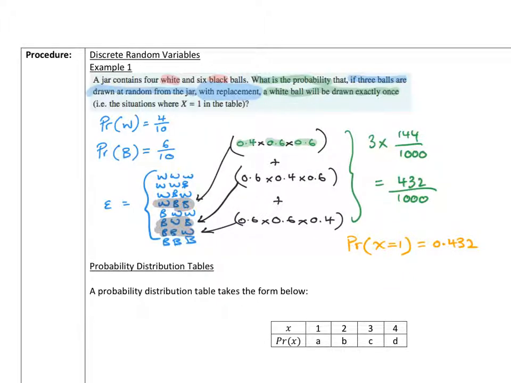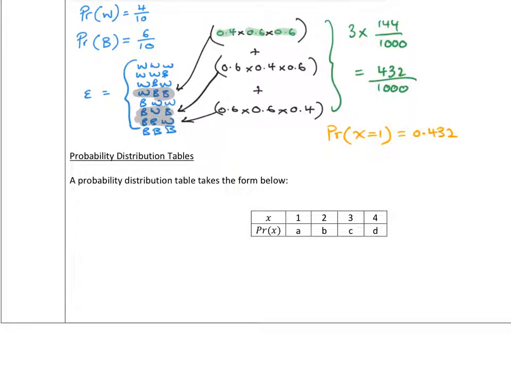Now you might be wondering, why do we bother with saying something like x equals 1, or why don't we just write the probability of one white ball? It's because this information can be presented as a probability distribution table. If we scroll down a little bit, we'll see that most probability distributions look like the below form.